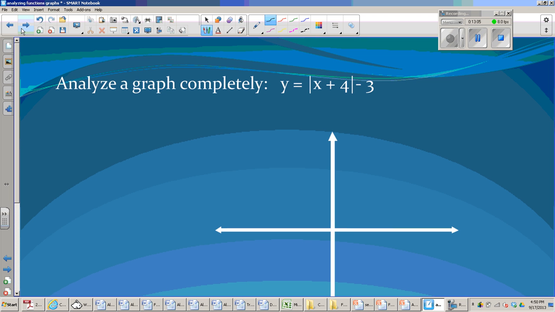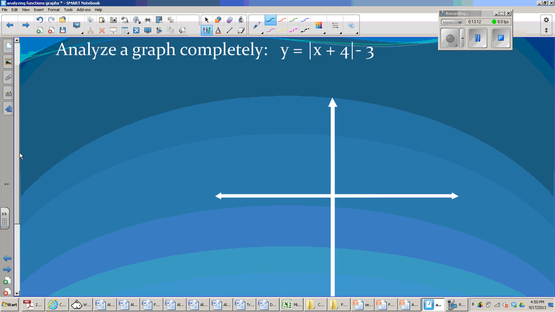Alright, let's analyze the graph completely. So everything we went over so far, we want to find for y equals absolute value of x plus 4, subtract 3. So the first thing, let's graph it. Kind of hard to do anything unless we graph it. I know that this is down 3 units because of the subtract 3, and then I'm going opposite of plus 4, which is minus 4, so left 4. Now that I have a V because of the absolute value function.